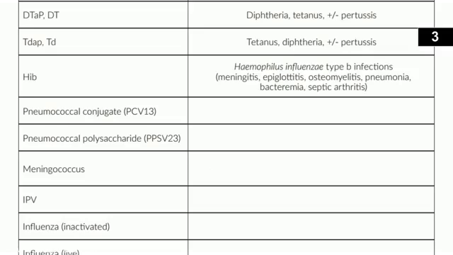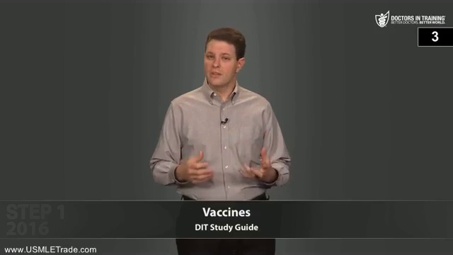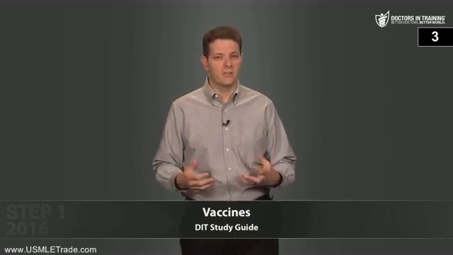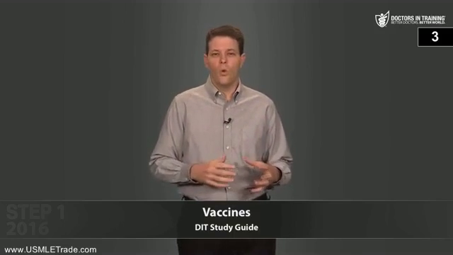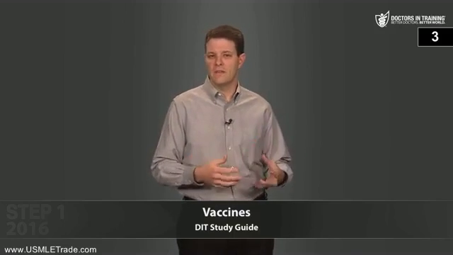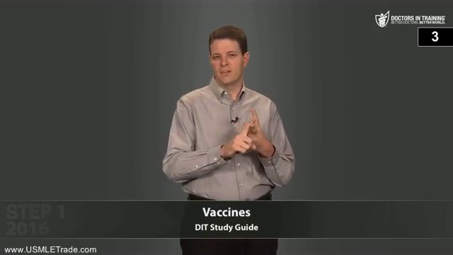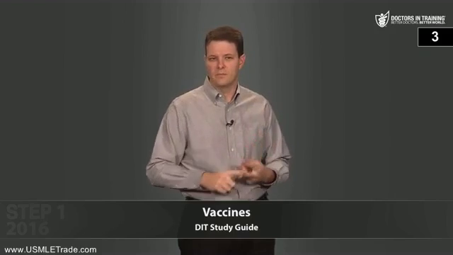So this is where the diseases prevented gets a little trickier, because H-flu can cause meningitis, epiglottitis, osteomyelitis, pneumonia, bacteremia, and septic arthritis. So on your exam, they might give you a patient with epiglottitis, which they love to test, and then they ask you which of the following vaccines would have prevented this disease. So you have to know the presentation of epiglottitis, and then remember that epiglottitis is often caused by Haemophilus influenzae.